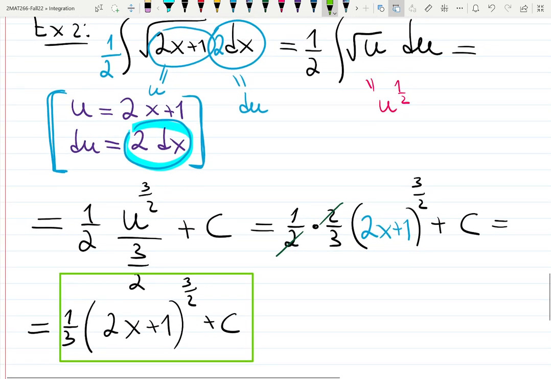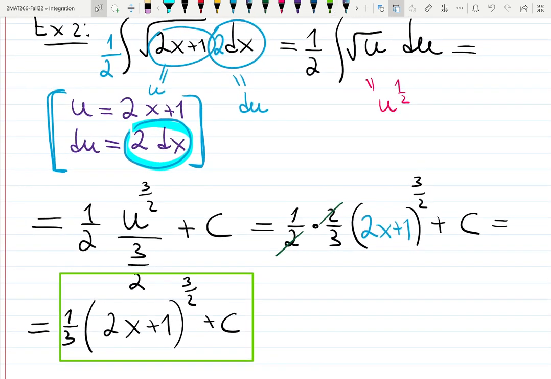Okay, ask me 2 questions. Sorry. Exactly 2. Yes. We get that 3 halves just from doing the integrating it. So it was 1/2 plus 1. 1/2 plus 1 is 3 halves. You do the 3 halves over 3 halves. 3 halves, yes. So we're multiplying it by 1/2 in the beginning because we want 2 dx.